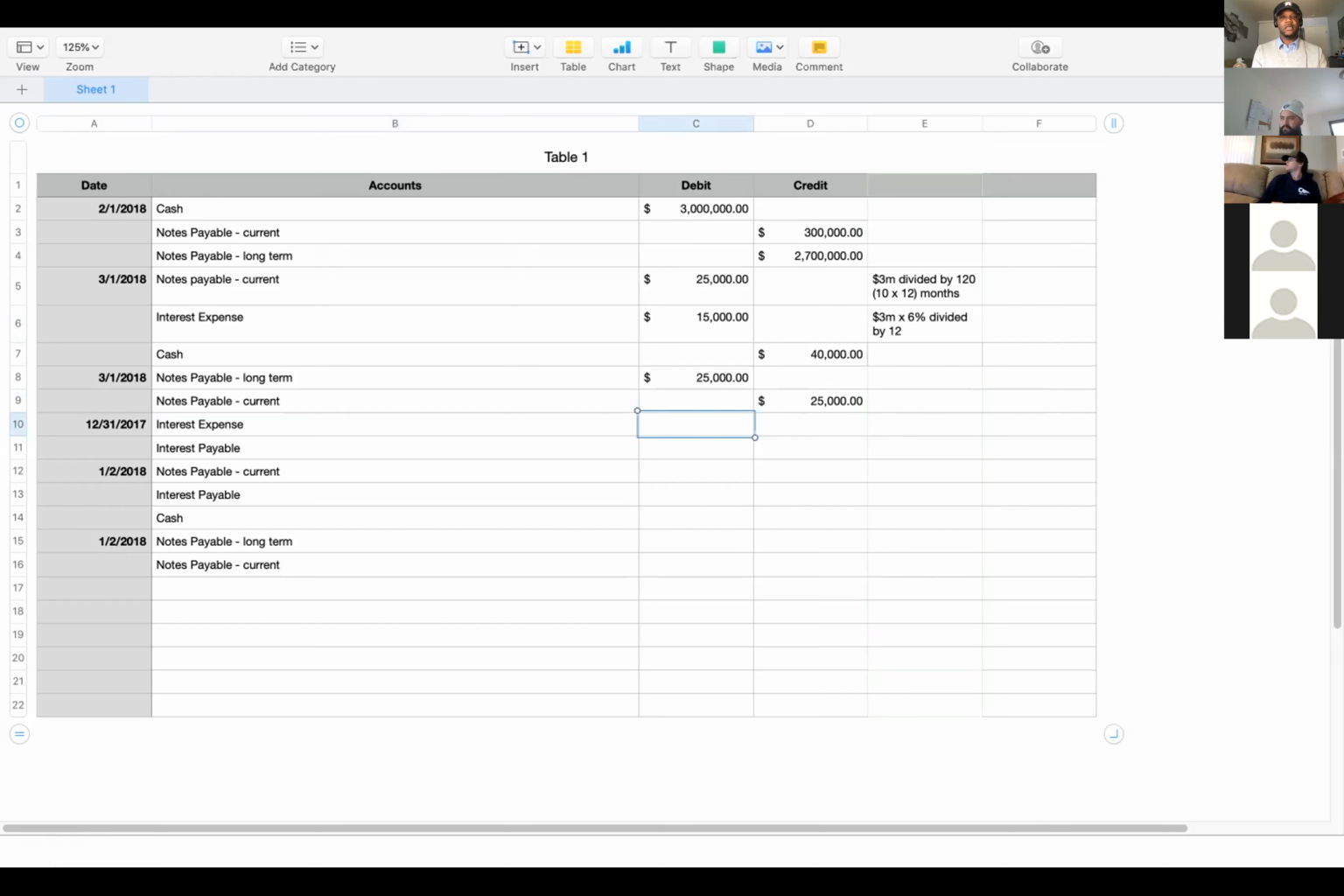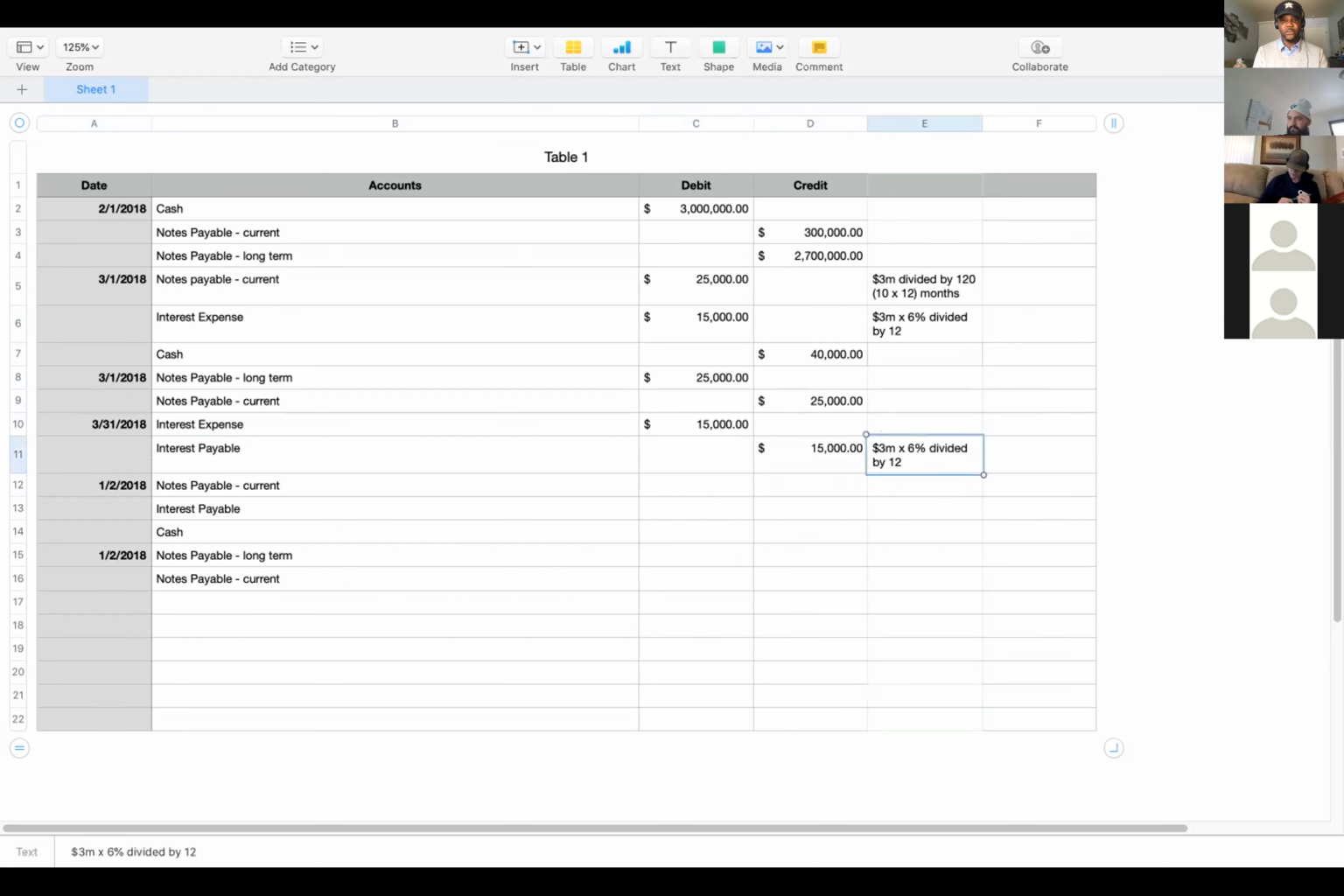Interest expense at 3/31, accrual basis of accounting, would be another 15,000. And we recorded a liability for 15,000. The same formula here. And then for the 3/1/2018, we're going to have 2 notes payable current. You mean this one here and this one here? Yes.